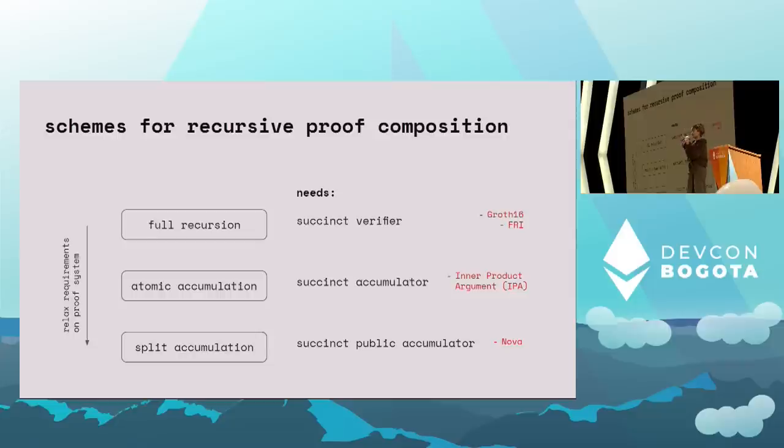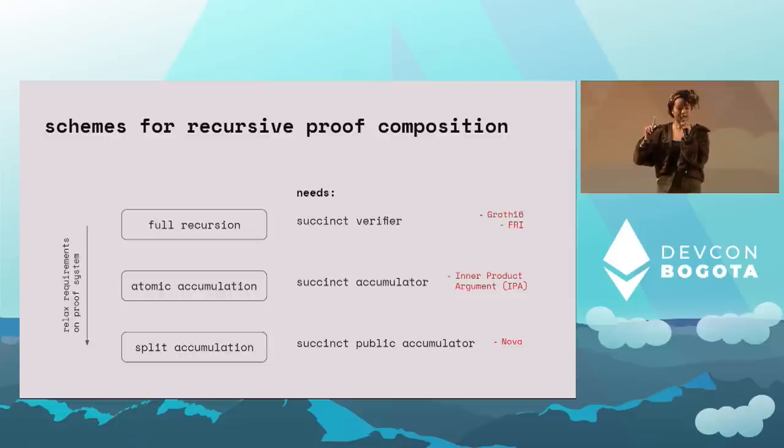So if we relax our requirements a little bit, and we say, even if we don't have a succinct verifier, maybe we're happy enough just with a succinct accumulator. So intuitively, what this means is that we want a verifier with this shape, that they have a succinct check, a cheap check, and then separately they have an expensive check. And so here we can instantiate an atomic accumulator, and at each recursive step, we only perform the succinct checks. And we accumulate the expensive check and delay checking it until the end of a long batch of proofs. And doing this gives us amortization of the expensive check.